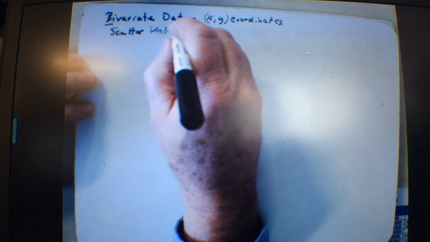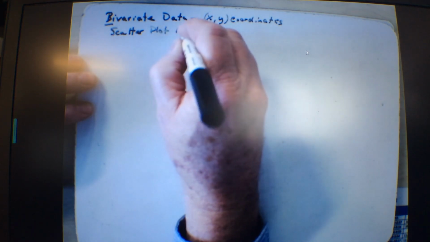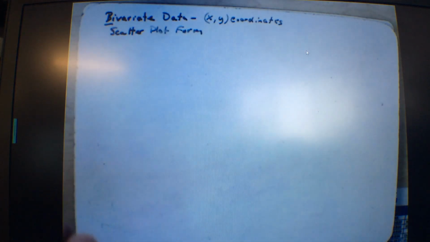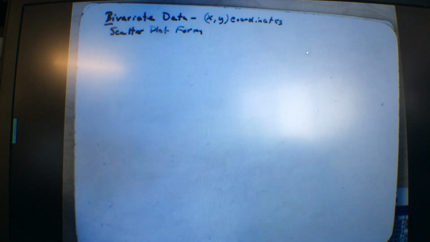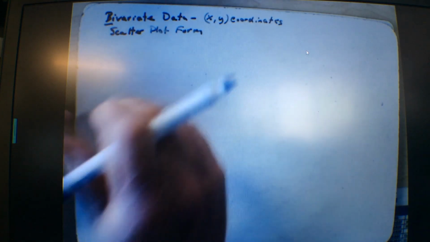Am I running out of? I'm not sure what color to use. We'll try blue. See if it helps. See if you can read it.